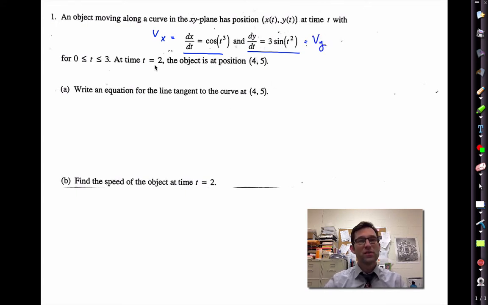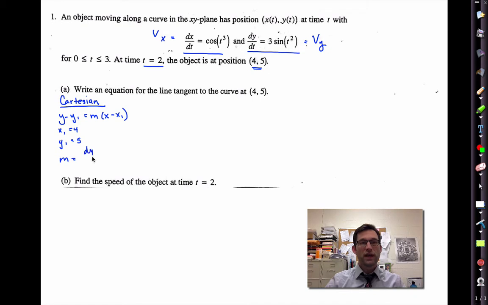It tells us also that at time t equals 2, the object is at a position of 4, 5, and the first thing that we're asked to do is something that we're very familiar with. Write the equation of the line tangent to the curve at (4, 5). And again, as we've discussed a few times, we can write this in one of two forms. We can either go Cartesian, in which case we have y minus y1 equals m times x minus x1. We already have x1, it's 4. We already have y1, it's 5. The only question really is what the slope is.